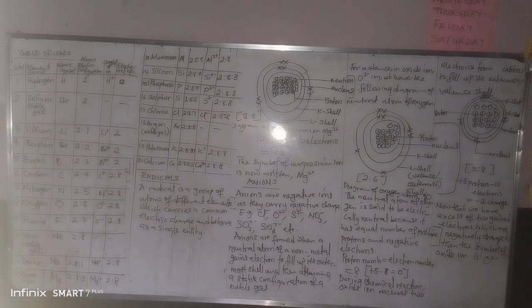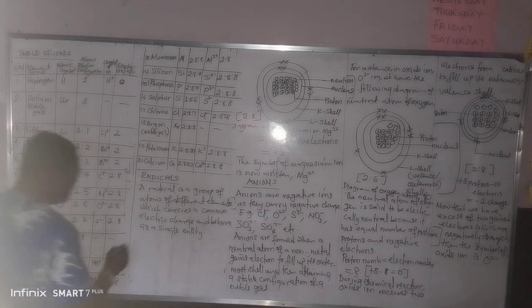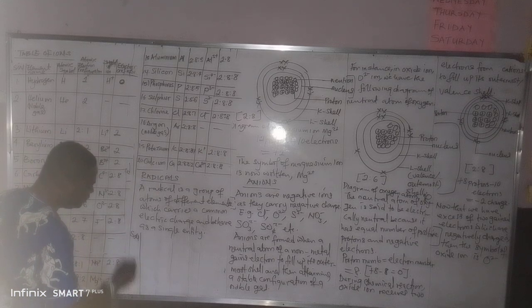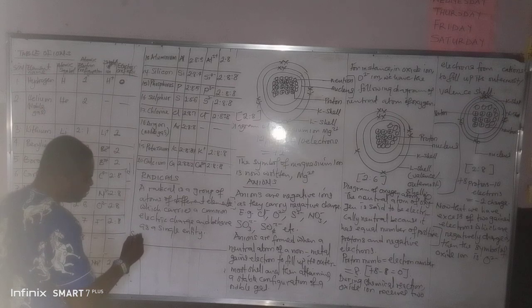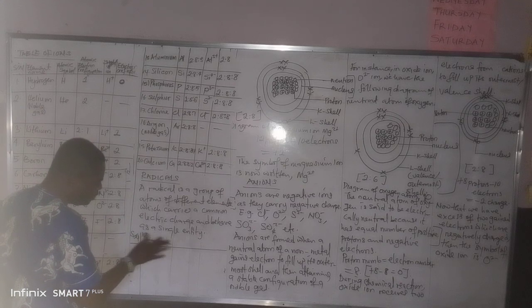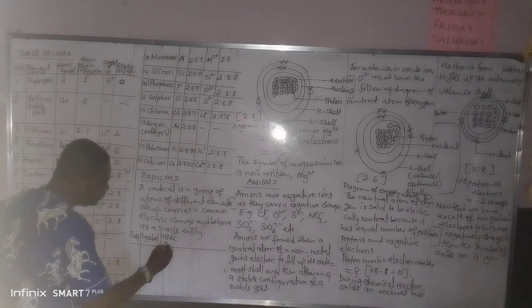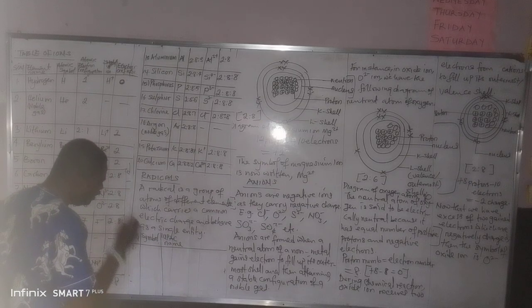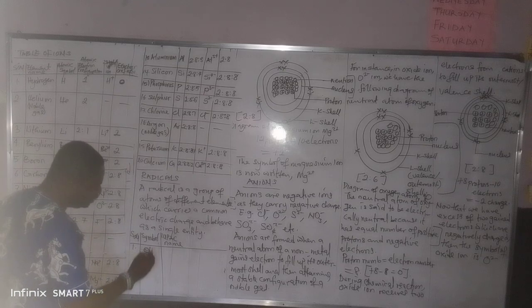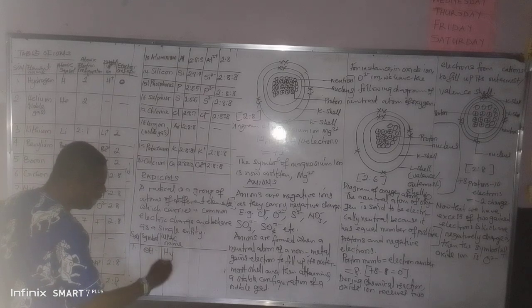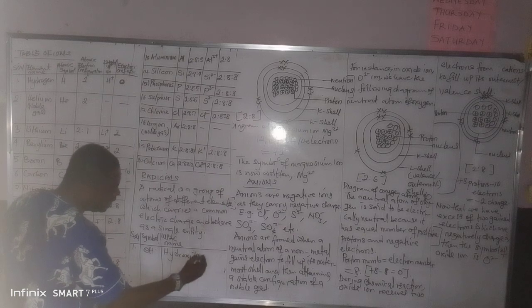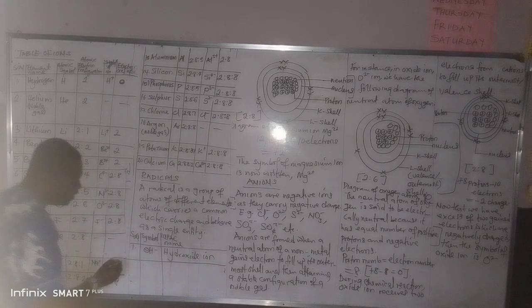Behaves as a single entity or as a single unit. So now let's look at examples of radicals. Serial number, symbol of radical, then we have the IUPAC name. Let me just deal with the IUPAC name. The first one I want to talk about is OH minus. OH minus is hydroxide ion. Hydroxide ion. Please, you have to memorize these names.